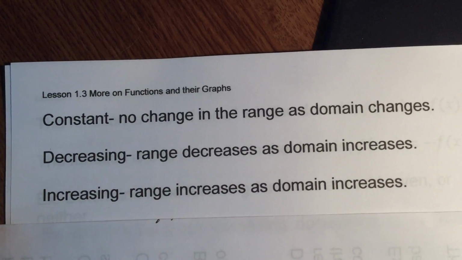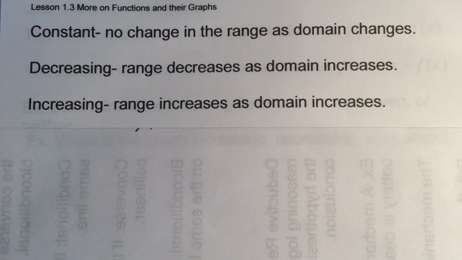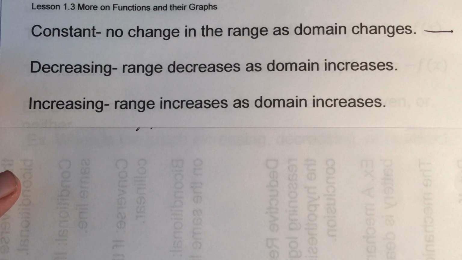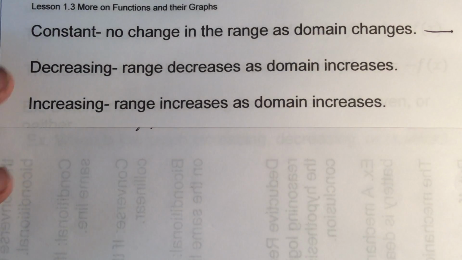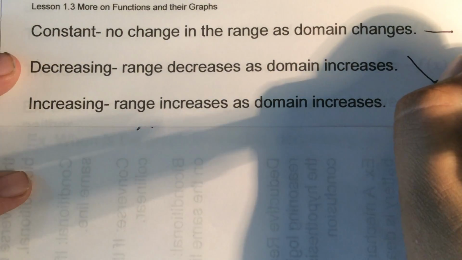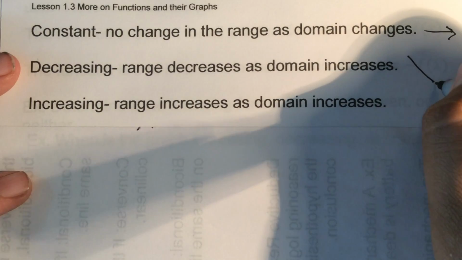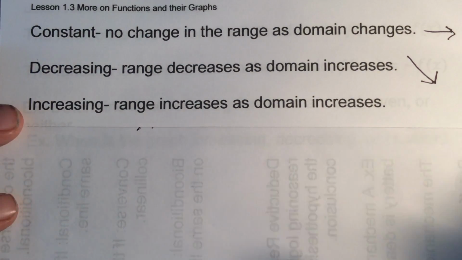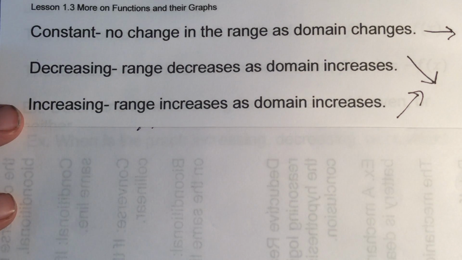Now, when it comes to graphs, constant means there's no change in the range as the domain changes. So think you're going to have a flat line on the graph. It's not going up, it's not going down, it's just staying constant. Decreasing. Again, we're going from left to right. So as we go that way, you're going to see it working downward if it's decreasing. And increasing, you're going to see it working upward as you go from left to right.